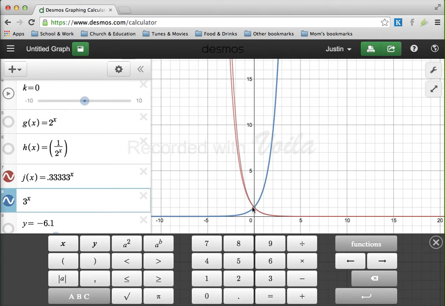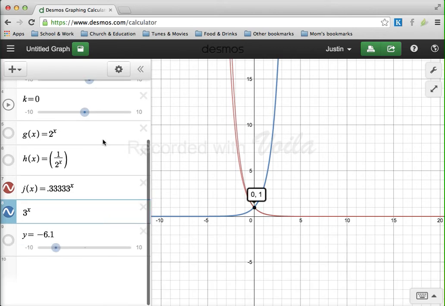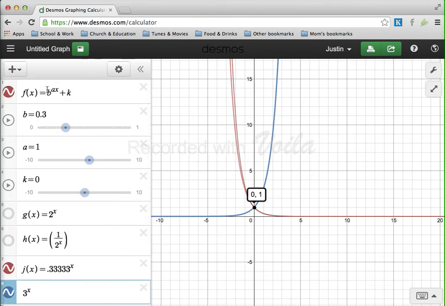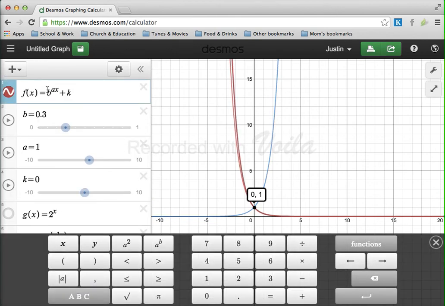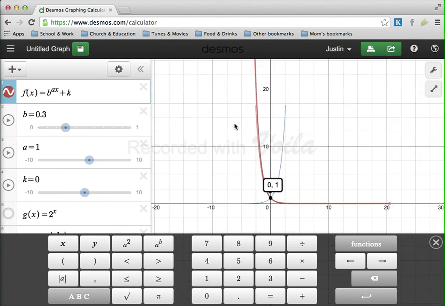You should also note that all of these points, when the k is 0, are always going to hit the graph at 0, 1. Always. As long as the k is 0, and as long as there's not a number in front of the b. So we'll get to that tomorrow. For now, know that you have a quiz, and that you should be able to make some basic generalizations.